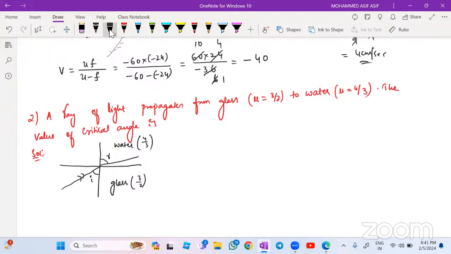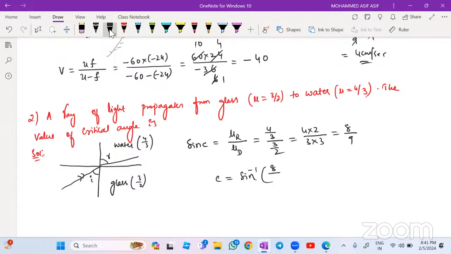Now for the critical angle, you know that sine of C is equal to refractive index of the rarer medium divided by refractive index of the denser medium. Rarer medium is water, 4 by 3. Denser medium is glass, 3 by 2. So that is equal to 4 into 2 divided by 3 into 3, that is 8 by 9. So critical angle C is equal to sine inverse of 8 by 9. This will be the answer.